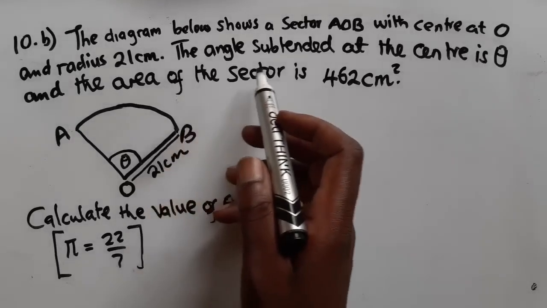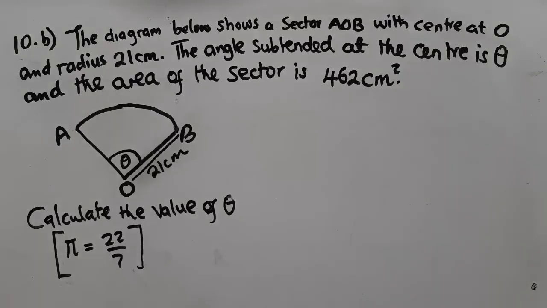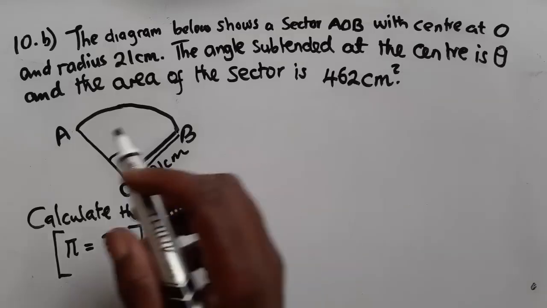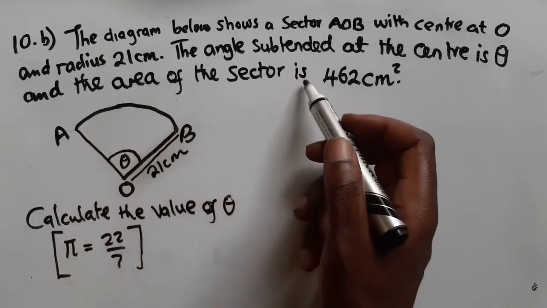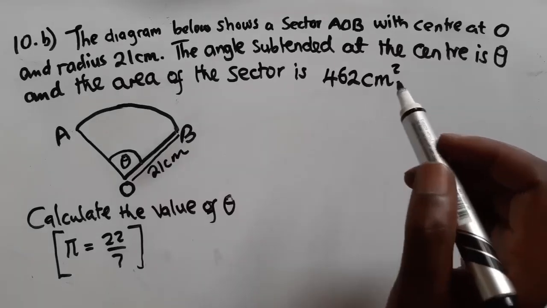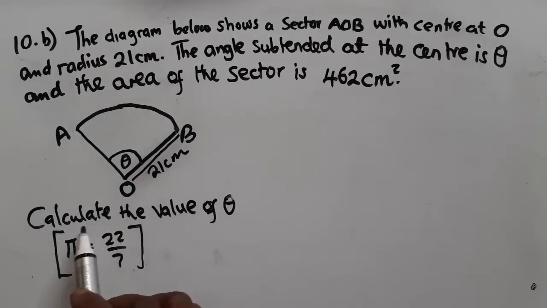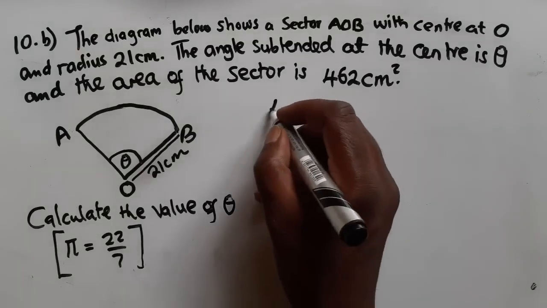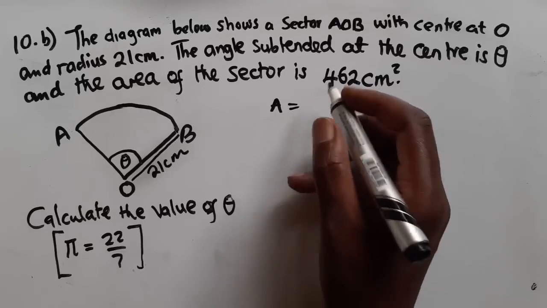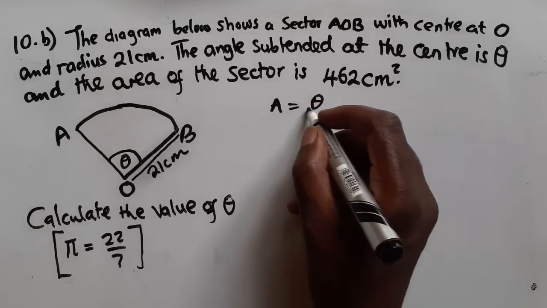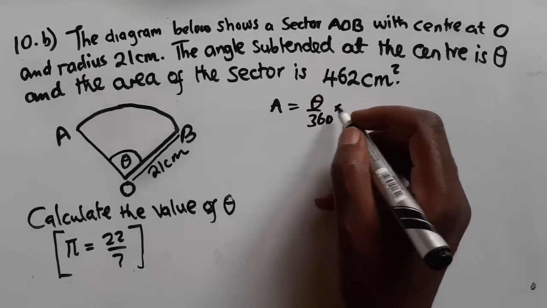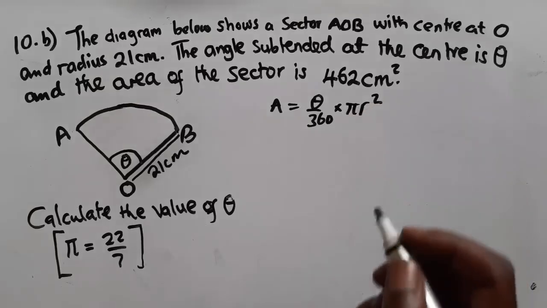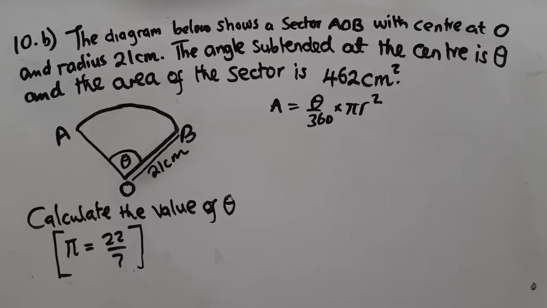Okay? The angle subtended at the center is theta, and the area of the sector is 462 centimeters squared. So calculate the value of theta, given that pi is 22/7. All right? So we are given area here, so we need to know the formula for the area. The area is theta over 360 multiplied by pi r squared, isn't it? This is the formula that we use to find the area of a sector.